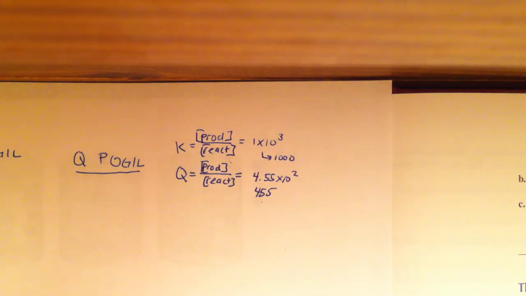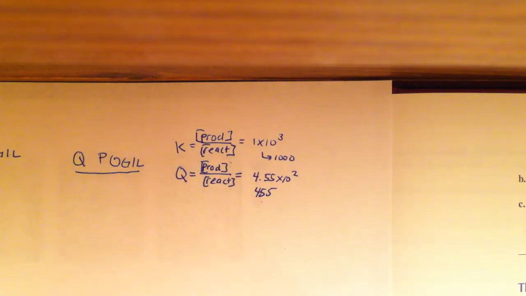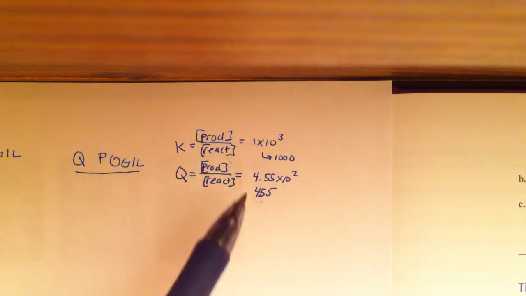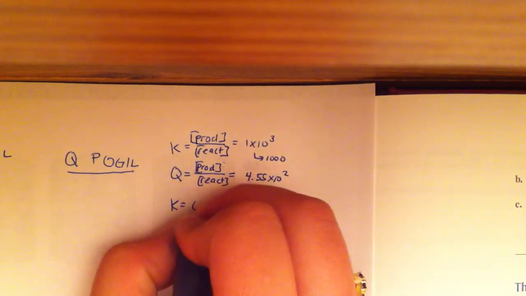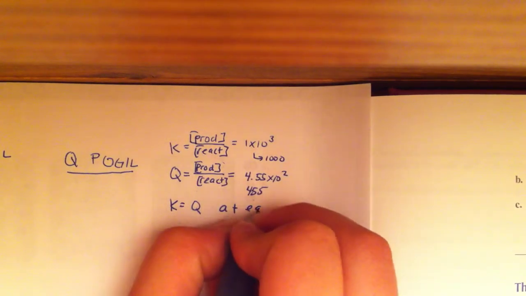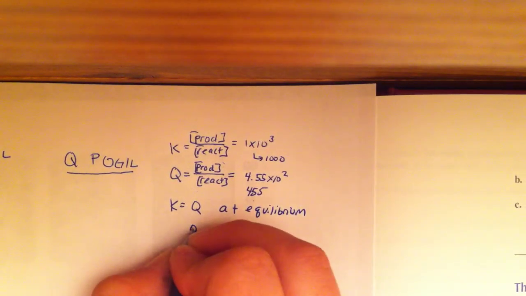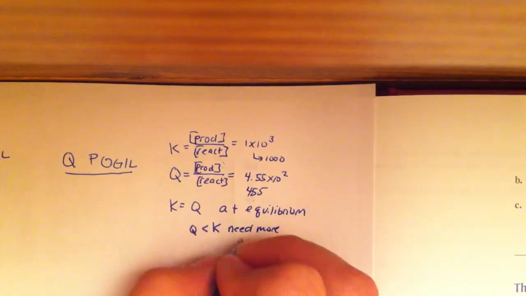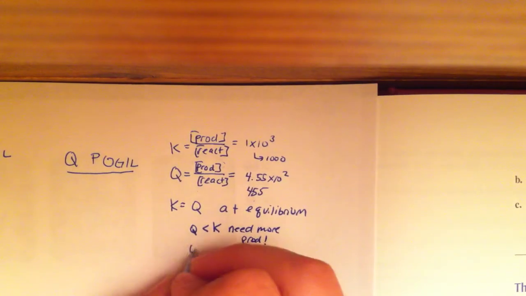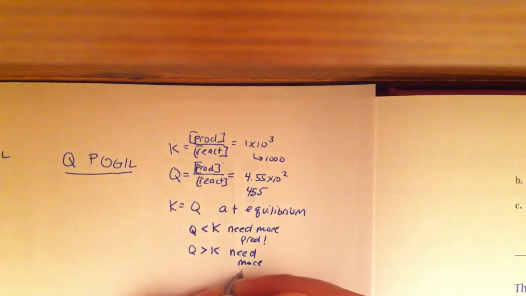So why do we use Q is basically the point of this POGIL. Q helps us look at the ratio so that we can compare, at any point in a reaction, what would need to happen for it to establish equilibrium. When Q equals K, we're at equilibrium. When Q is less than K, like in this case, we need more products. And if Q were to be greater than K, we need more reactants.